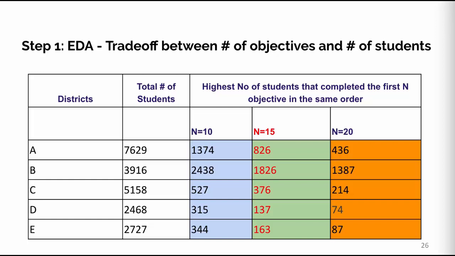Our dataset therefore contains 826 students from District A, 1826 students from District B, 376 students from District C, 137 students from District D, and finally 163 students from District E. Thus, we observe the way a total of 3,328 students from the 5 districts play the first 15 objectives.